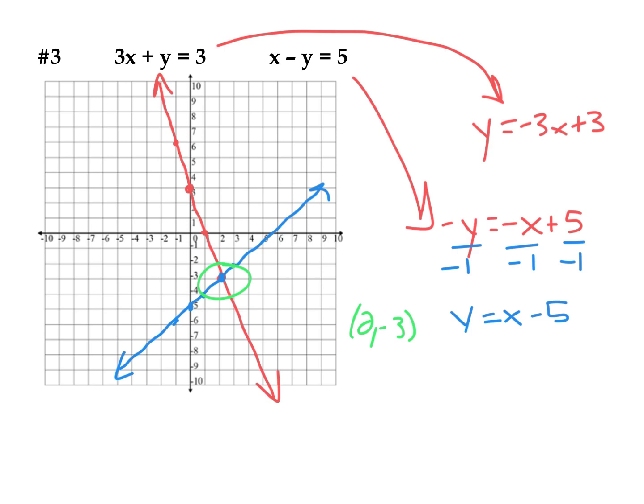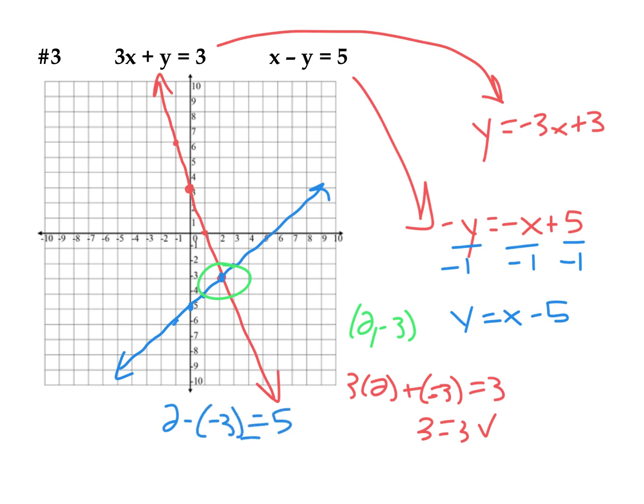So in that first equation, I'm going to take 3 times x, so 3 times 2 plus negative 3 equals 3. So that's 6 minus 3 is 3 equals 3, and that checks. Now I check it in the second equation. I'm going to have x minus y. So I have 2 minus negative 3 equals 5. That's 5 equals 5 because minus a negative is plus, so that works. So I know that 2 comma negative 3 would in fact be a solution to that system. Get the equation, solve for y, get it in y equals mx plus b form, then graph those lines and find the point where they intersect.